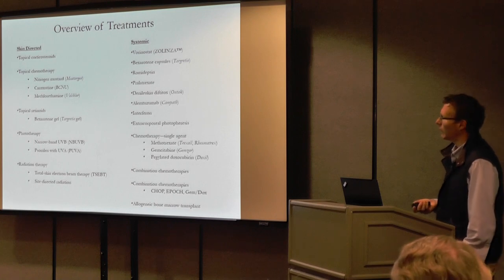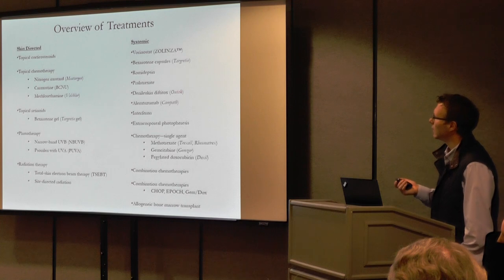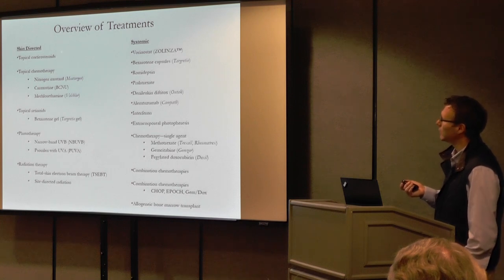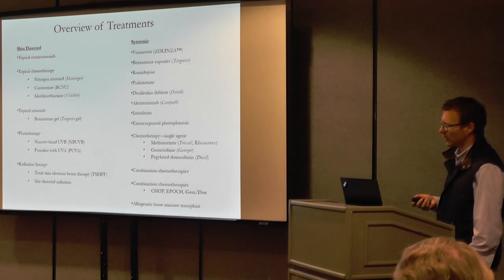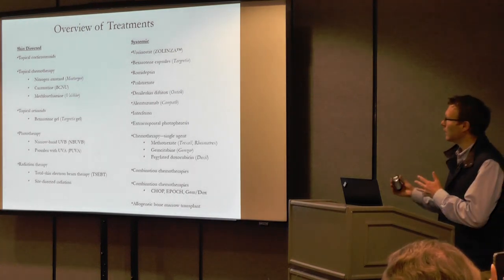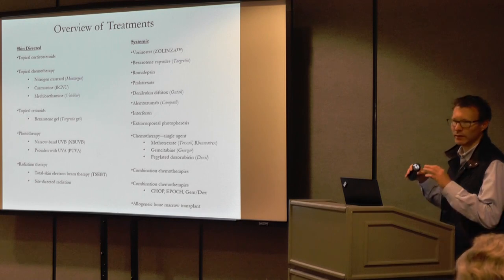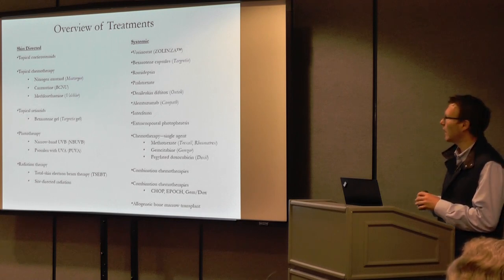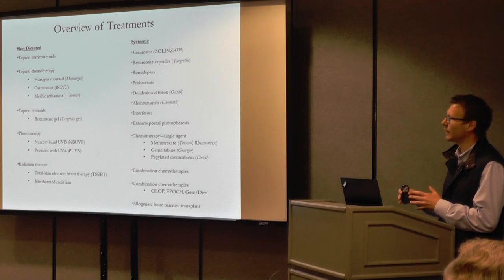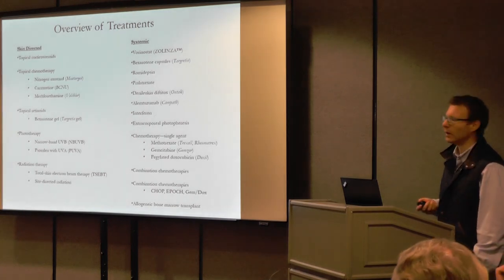This is an overview of all the things that have been used or can be used in cutaneous T-cell lymphoma to treat them. So there's a whole host of skin-directed therapies and then systemic therapies. And usually in cutaneous T-cell lymphoma, we move from skin-directed initially, and then when that doesn't work, we move to systemic. With the exception that if you identify a patient that is high risk or has advanced stage of diagnosis, then we may go right to systemic therapy.